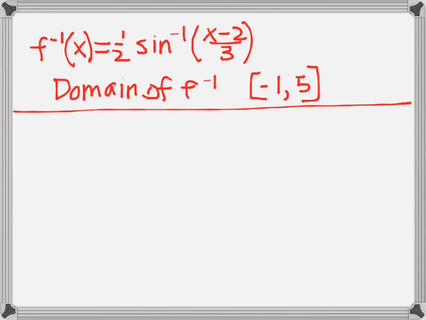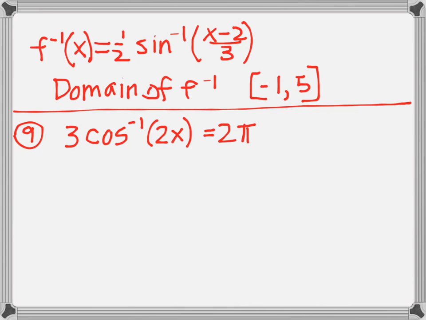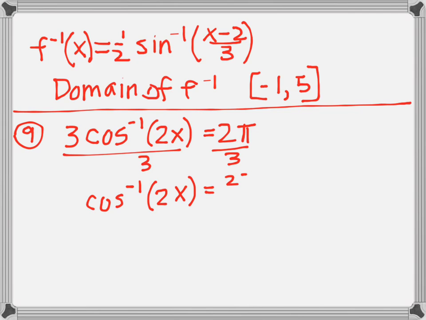And this problem number 9 has different directions. It's solving an equation. It's going to work very similarly to what we looked at a minute ago on this last particular problem. So we've got 3 inverse cosine of 2x equals 2 pi. Okay, so the first thing that I want to do is get that inverse cosine alone. I want to say inverse cosine equals whatever. What do I need to do? First thing, divide by 3. Inverse cosine of 2x equals 2 pi over 3.